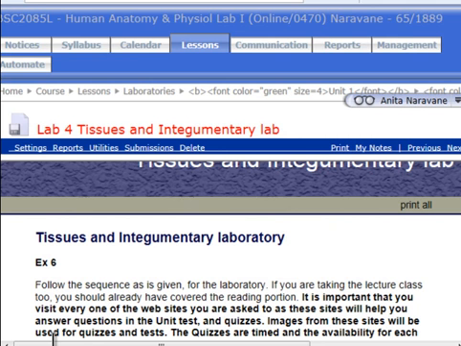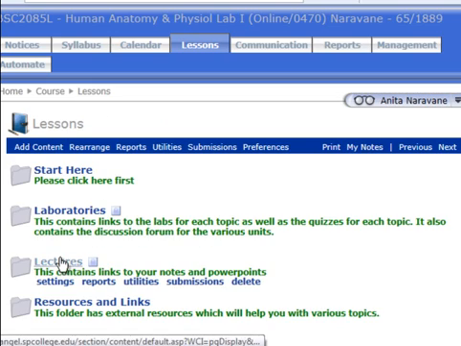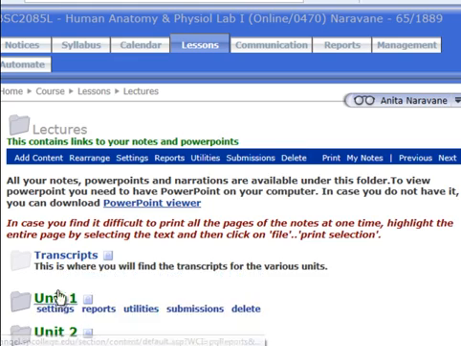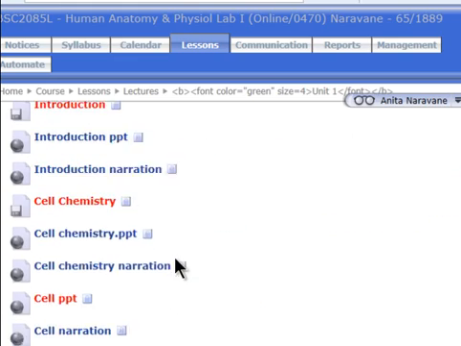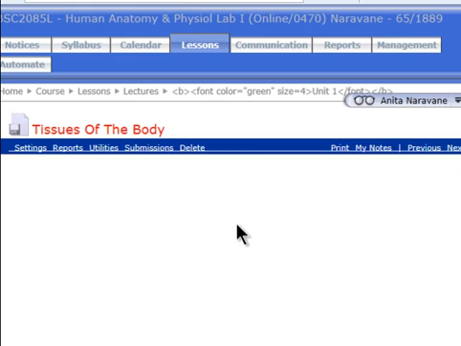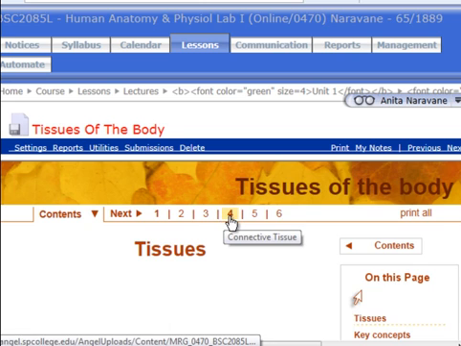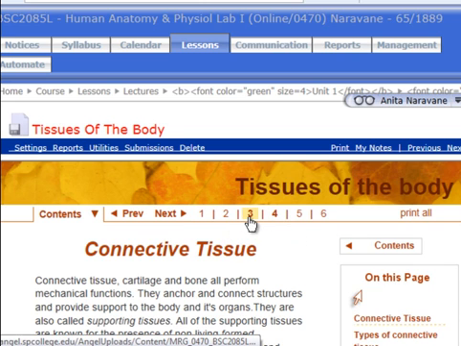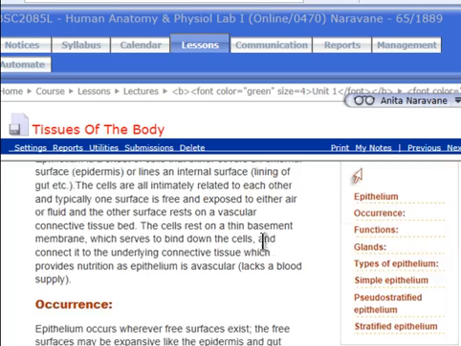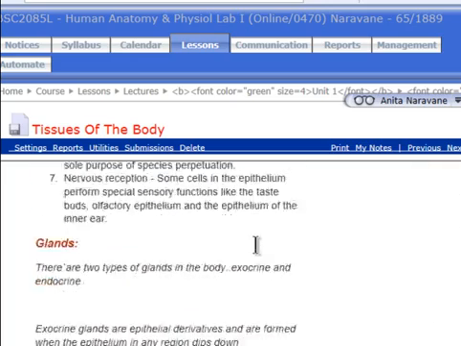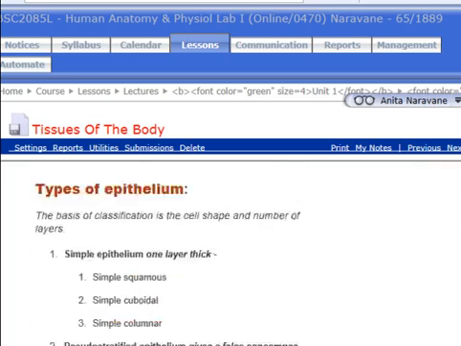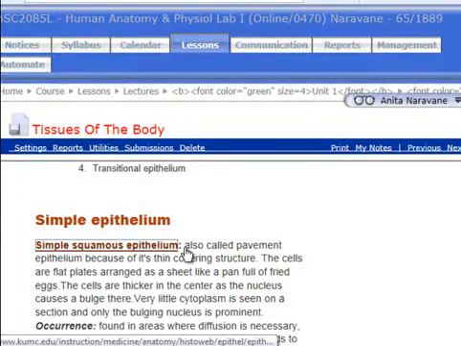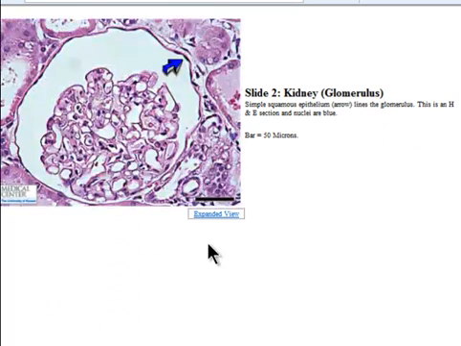And what you also must do, because every lab direction asks you to look at the lecture notes, is make sure you go back and look at the tissues of the body, and you look at epithelium and connective tissue. So that's connective tissue. And here's epithelium. You must click on all the links that are given over here. For example, here, showing you simple squamous epithelium.